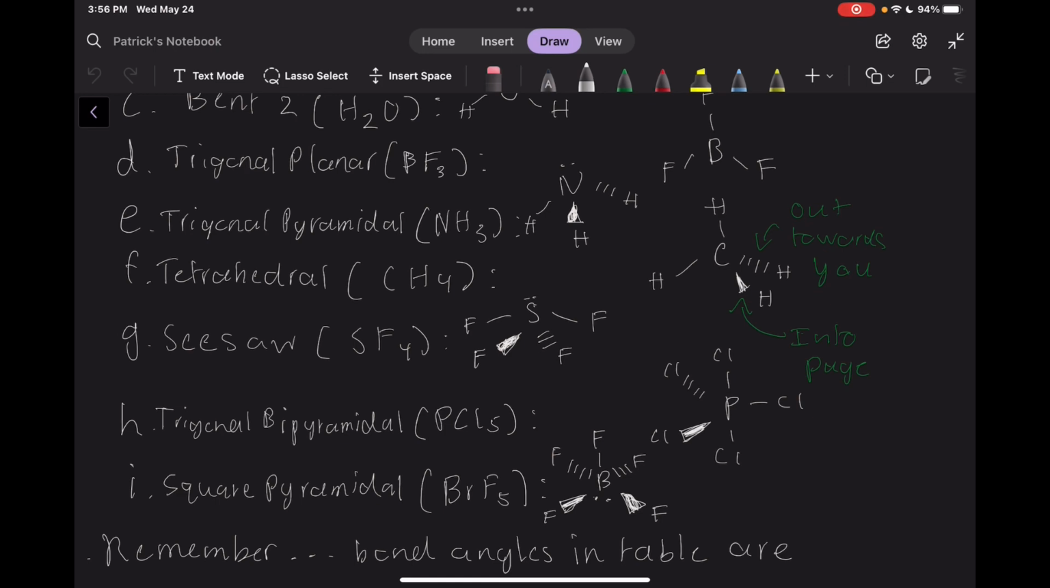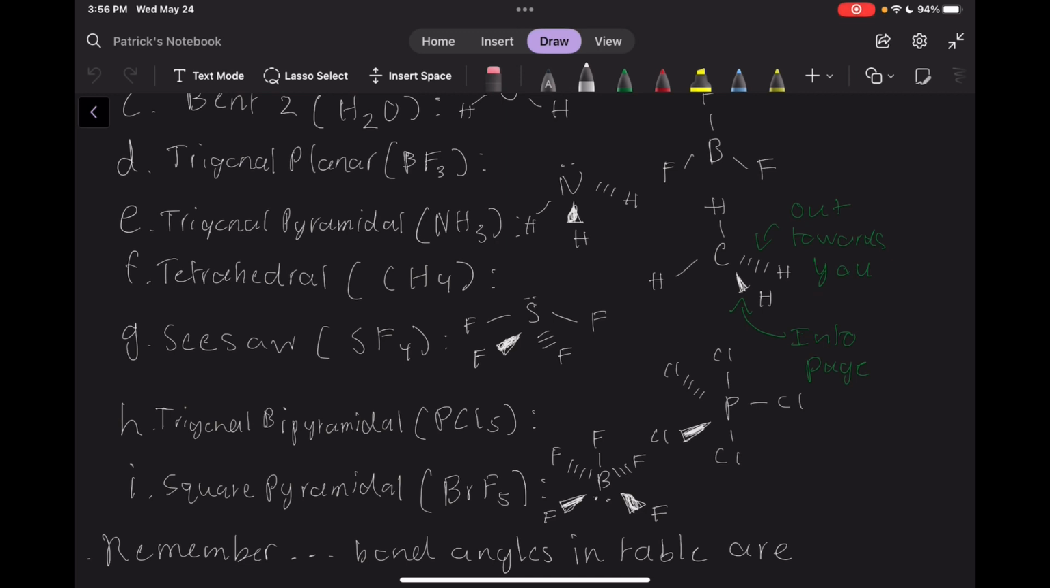These last 5 geometries now, these have a special feature. Instead of being represented by their own Lewis structures, the trigonal pyramidal, tetrahedral, seesaw, trigonal bipyramidal, and square pyramidal geometries are represented by these 3-dimensional diagrams called structural formulas. These are similar to Lewis structures, but with one key difference.